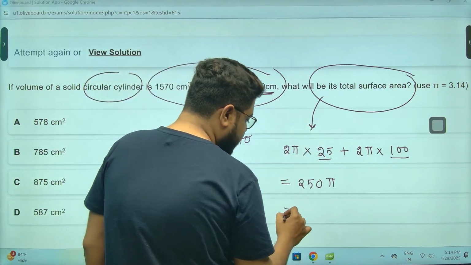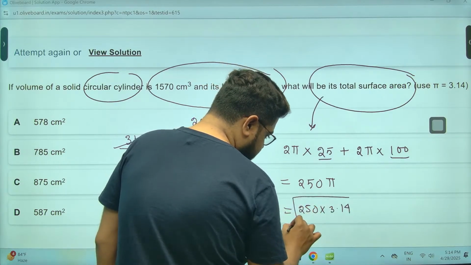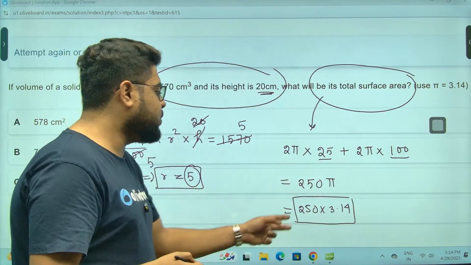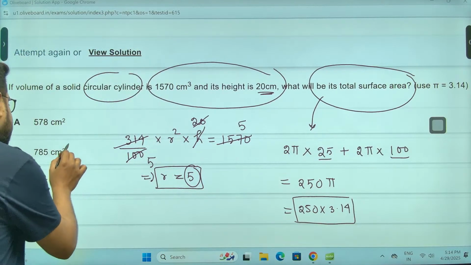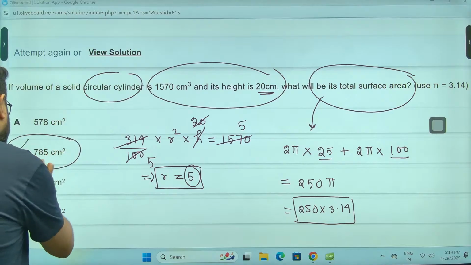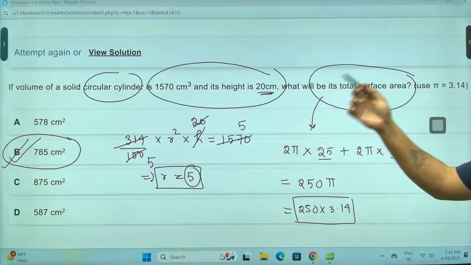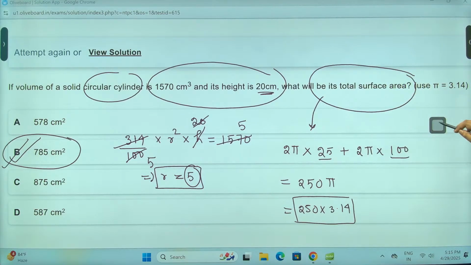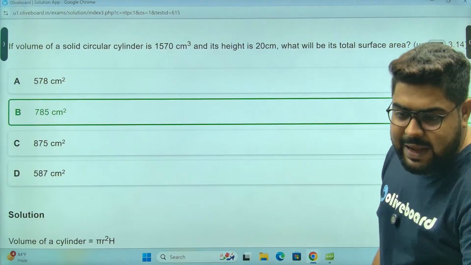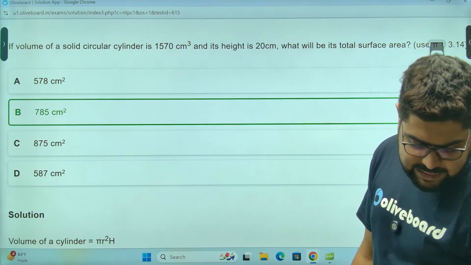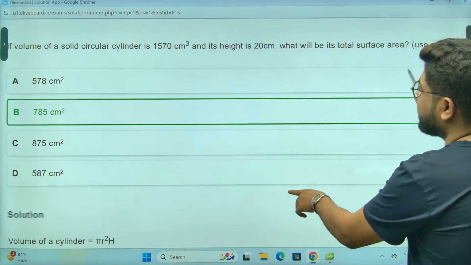Let's put the value of pi now. 250 into 3.14. Now, just use a little bit of logic. 250 into 3 is 750, and 0.14 will be slightly more. So slightly more than 750 is 785. No need to calculate. You can simply say 785 will be our correct answer. Everyone clear, I hope. I hope this is 100% clear to everyone. Not a difficult question by any sense of the word.